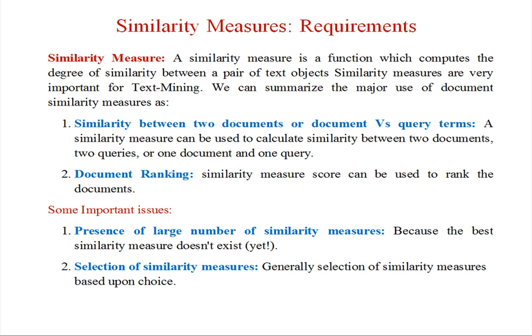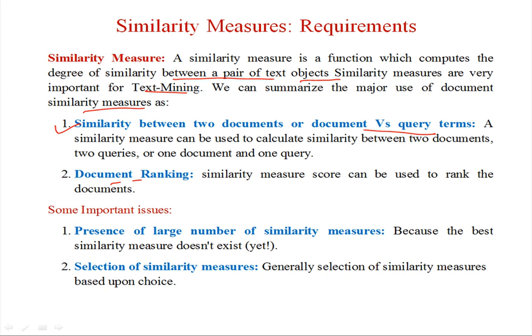Actually, a similarity measure is a function which computes the degree of similarity between a pair of text objects. Similarity measures are very important for text mining. We can summarize the major use of similarity measures as, there are two major uses. First, the similarity between two documents or document versus query terms. And second is document ranking.